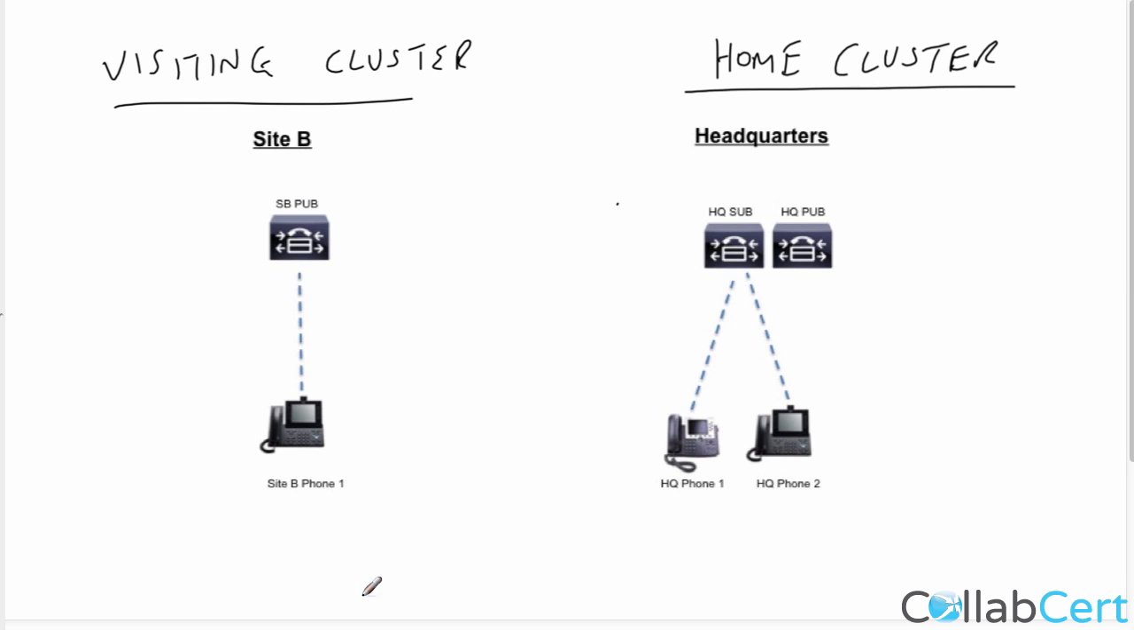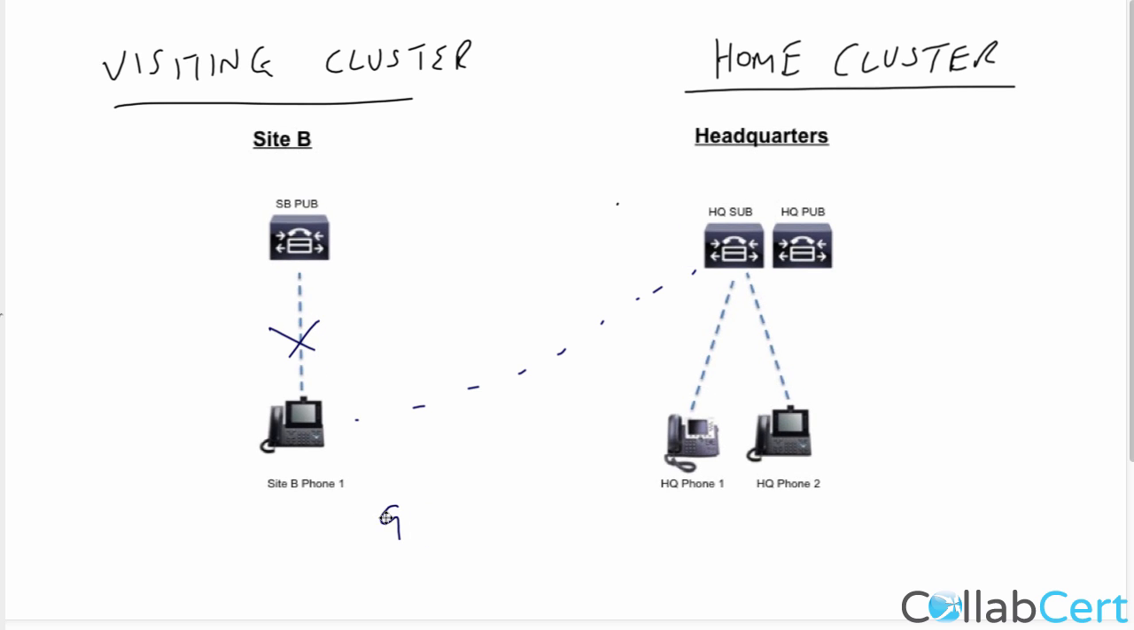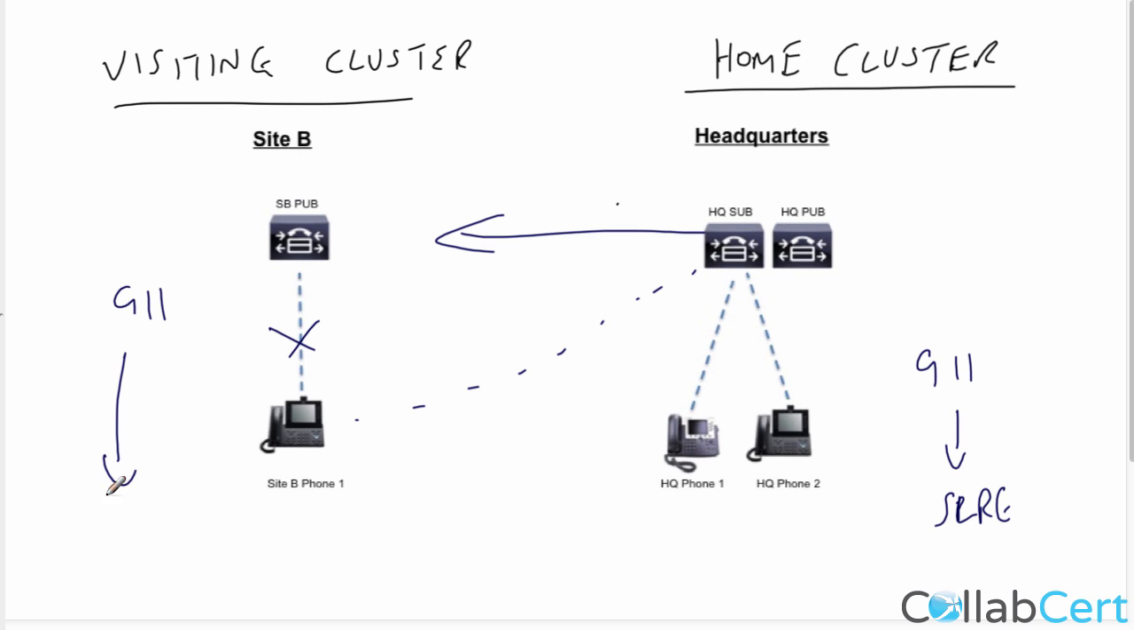So let me just go through that one more time. The phone is registered, not to site B anymore, it's registered over to the home cluster, HQ. If I dial 911, we're using the route pattern defined in the HQ cluster. We're using the route pattern defined here. Because it goes to standard local route group, or it should do, we're going to be using the SIP trunk over to site B and then hit the route pattern over here to take the call out of R2, which is my site B gateway.